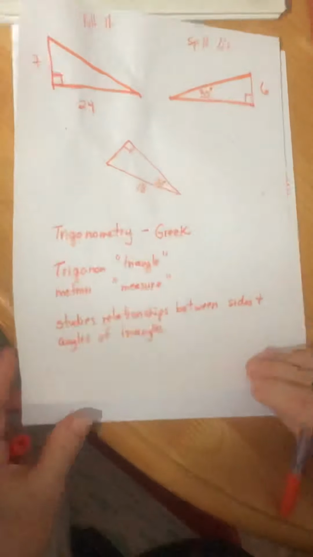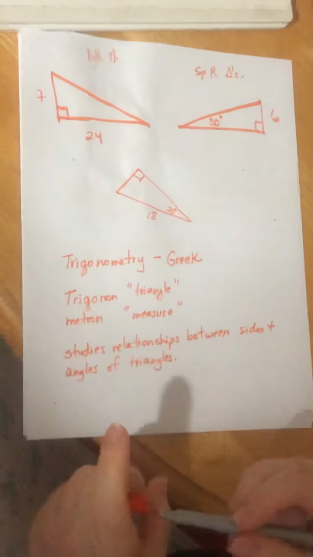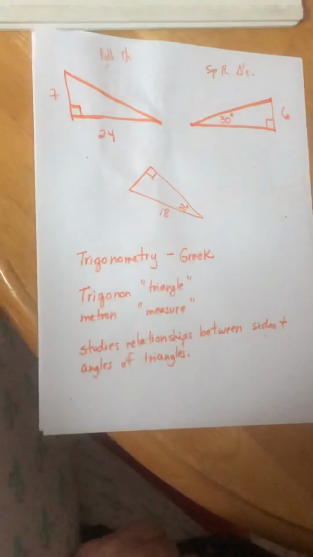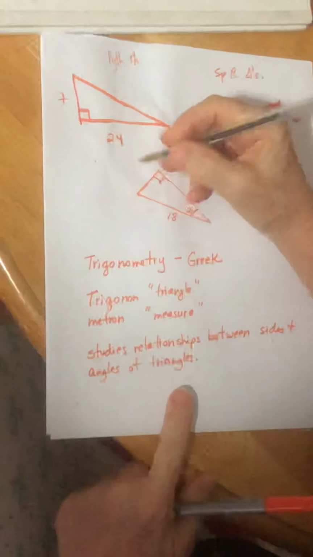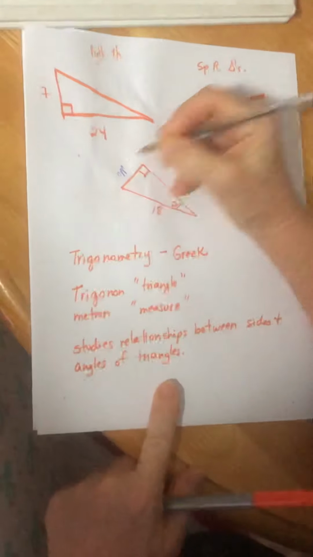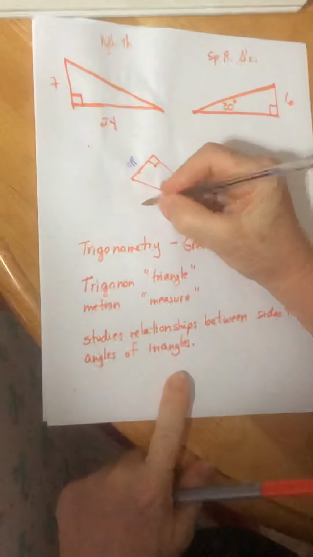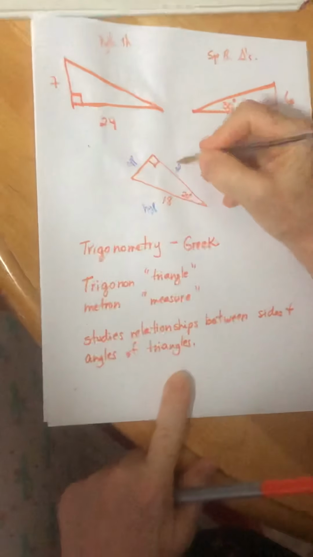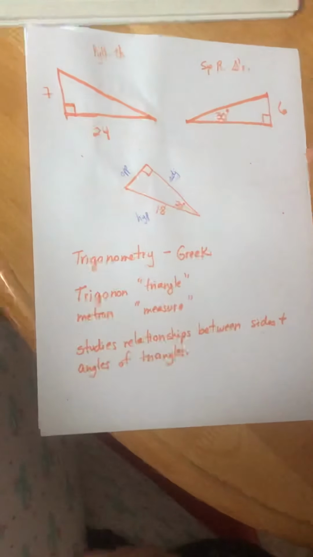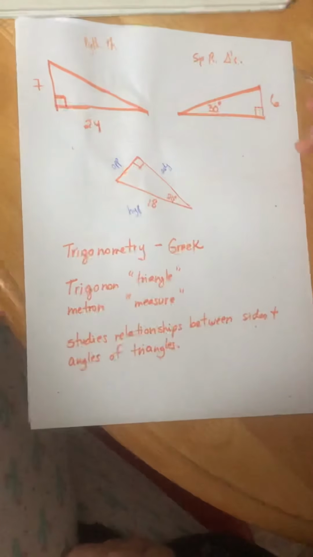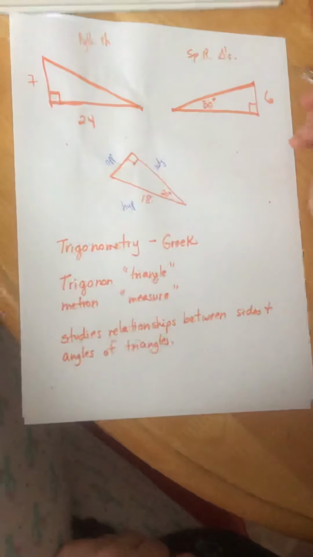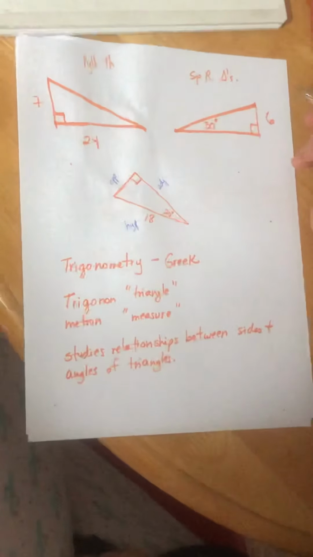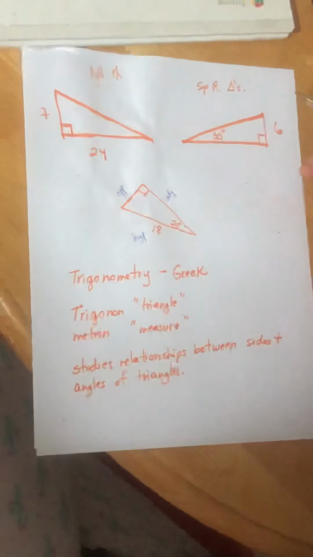Okay, so let's go back here. If I focus on this angle, which is 20 degrees, this side is called the opposite. This is always the hypotenuse, and this would be the adjacent. Okay? And that is what we're focusing on in this lesson: finding ratios of triangles.